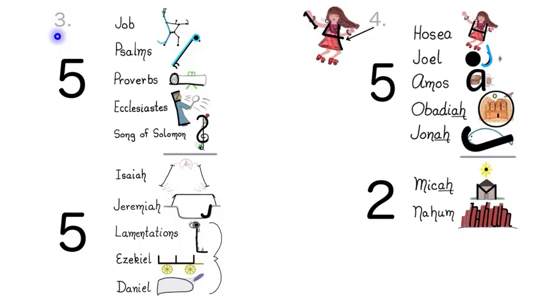To connect section 3 with section 4, you can think of Hosea having 14 chapters made in the shape of a 4 to link. Hosea is the first book in section 4. Let's say these sections together three times.